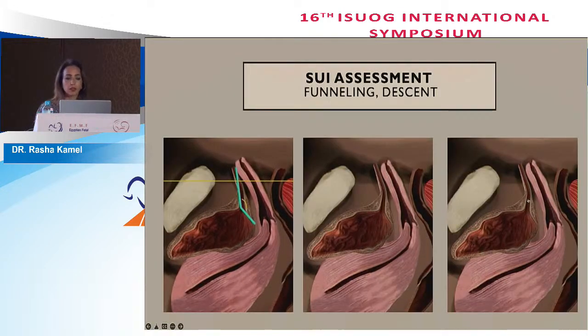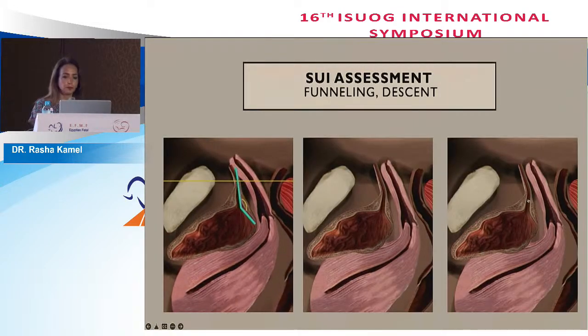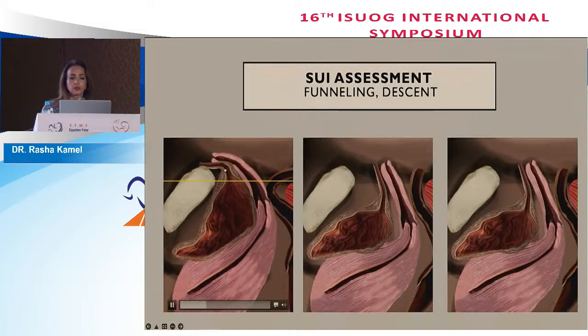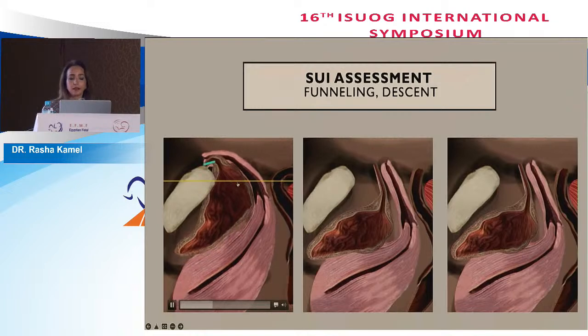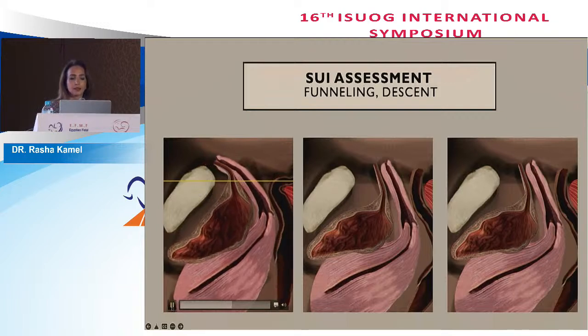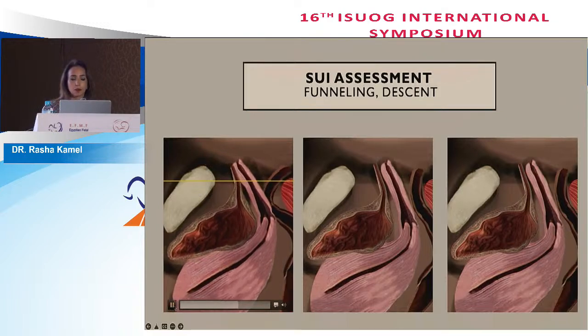For stress urinary incontinence, on ultrasound, we get to visualize the retrovesical angle at rest and upon Valsalva. And as we can see here, what happens with the retrovesical angle is that it gets widened.